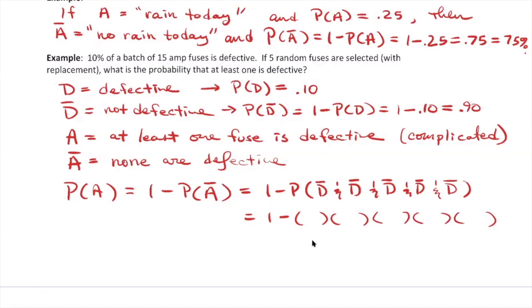And from trial to trial, Wendy says that the probabilities don't change. Yeah, right guys, because you keep putting the fuse back every time you test it, you will always have 10% defective. So the probability of a non-defective fuse stays at 90% throughout, which means all of these are going to be 90%. So we're just going to keep putting in a 0.90. You don't have to put 90, you can just say 0.9. Okay, and on your calculator, you would just do 1 minus 0.9 to the 5th.